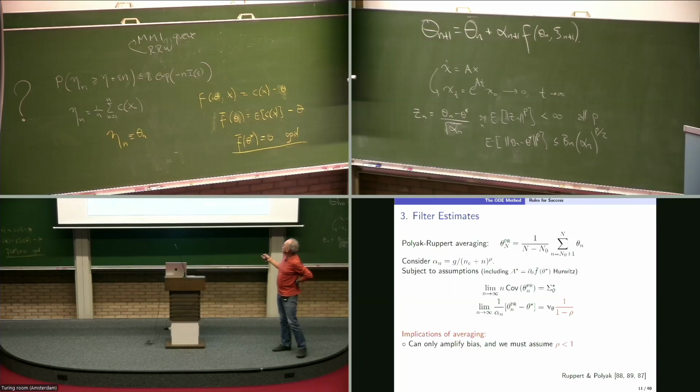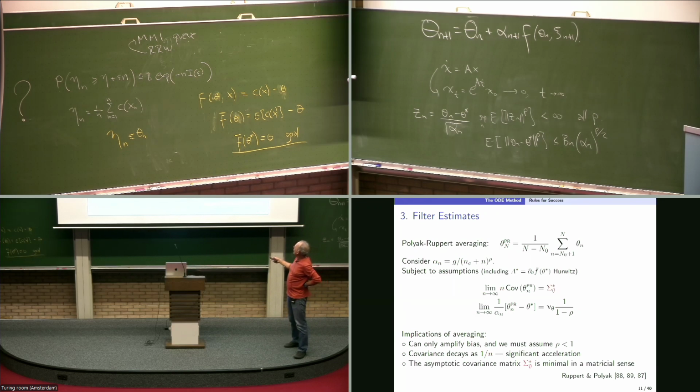So yeah, let me just, I've got a list here. The bias would blow up if you had rho equals 1, so you've got to have rho less than 1. Also, you see here the covariance decay is like 1 over n. Okay, and then this is minimality.